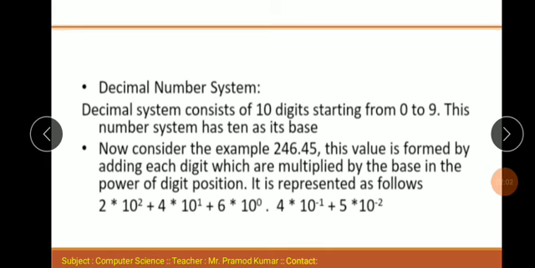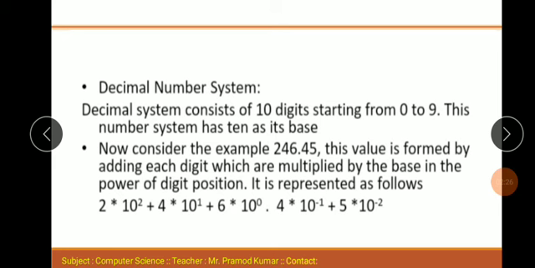The decimal number system consists of 10 digits starting from 0 to 9. This number system has 10 as its base. It means 0, 1, 2, 3, 4, 5, 6, 7, 8 and 9. So the base of the decimal number system is 10.